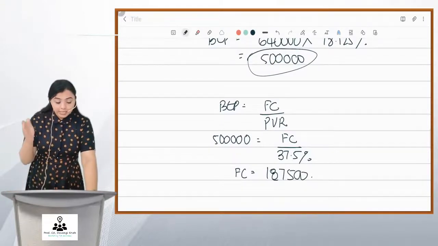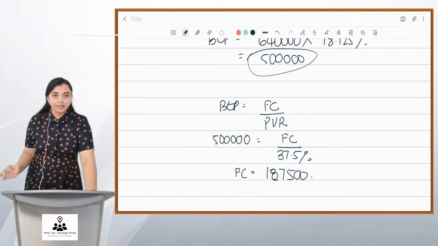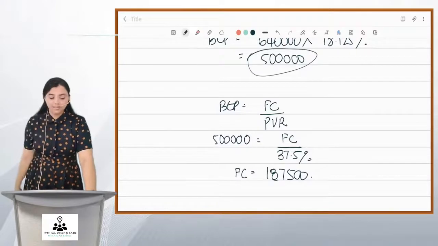$1,87,500. So friends, this is the fixed cost value. I hope you have understood the sum.